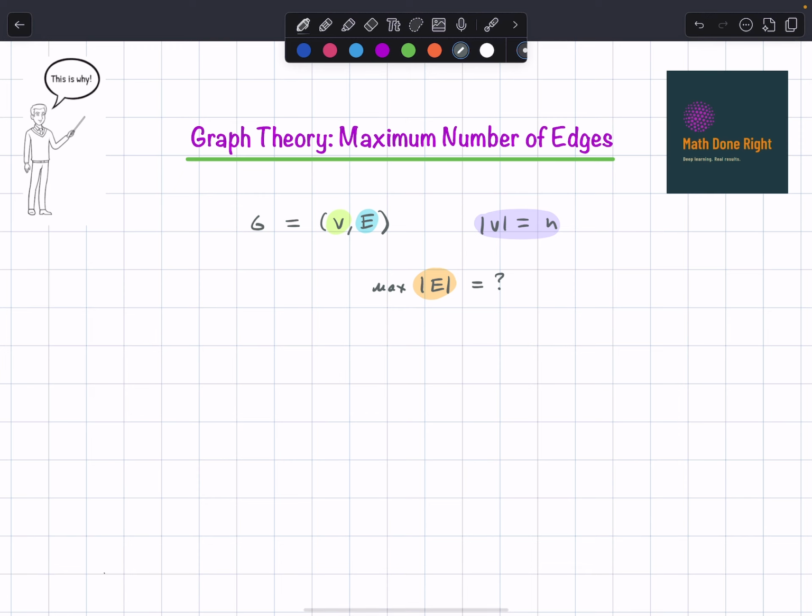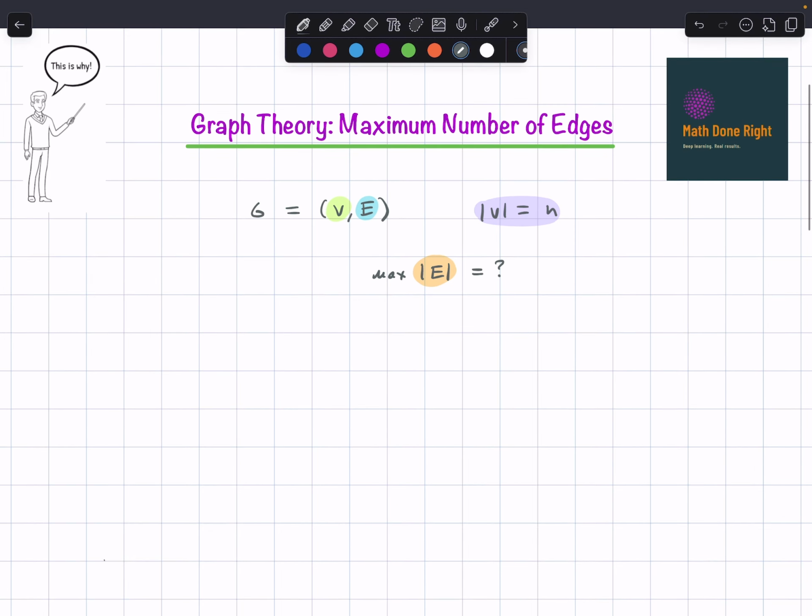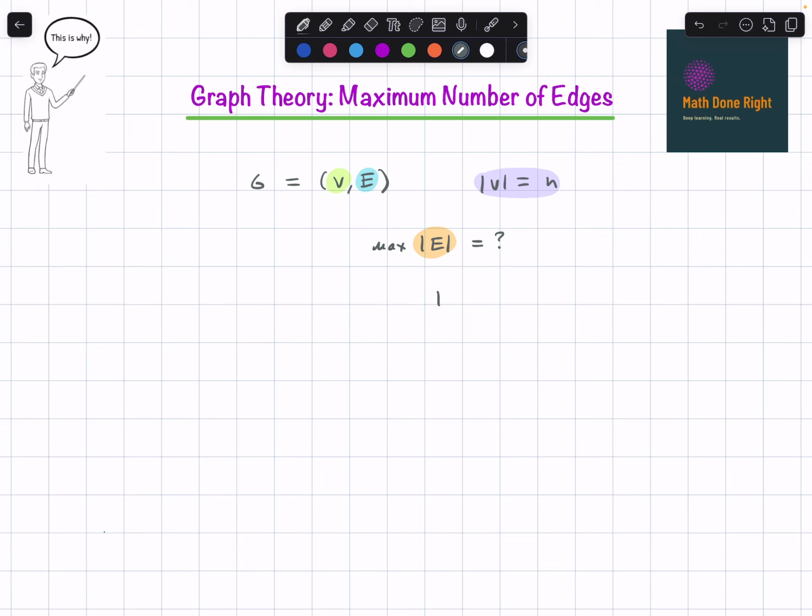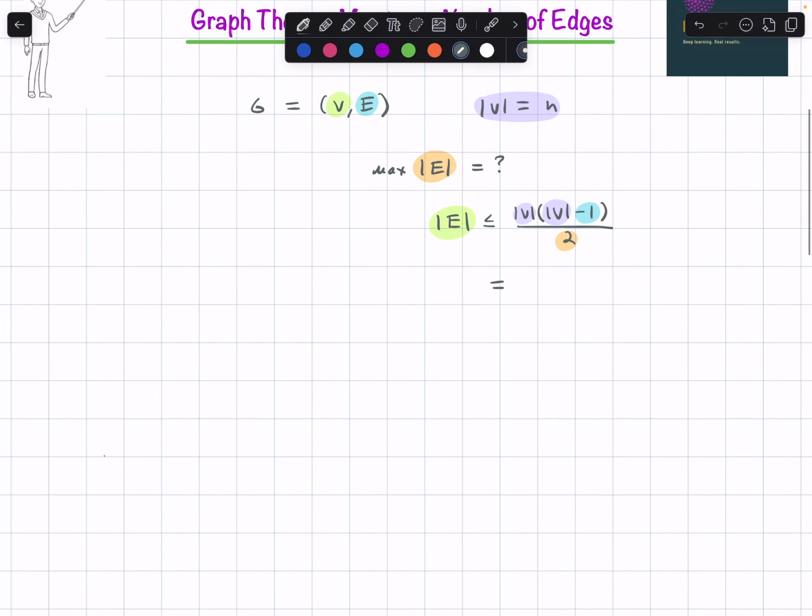And this is typically one of the first things you learn in a graph theory course. You might see the theorem in the book: the size of E is less than or equal to the size of V times the size of V minus 1, so the number of vertices times the number of vertices minus 1, divided by 2. If we assign this natural number n to the number of vertices, then we can write this as n times n minus 1 divided by 2.